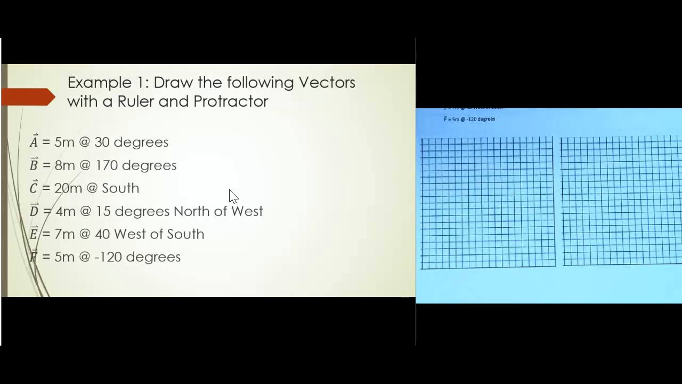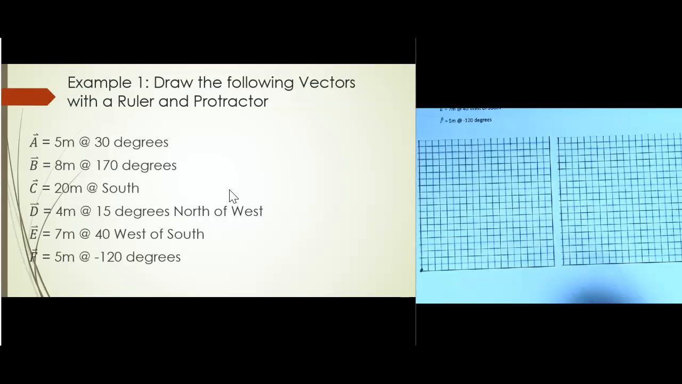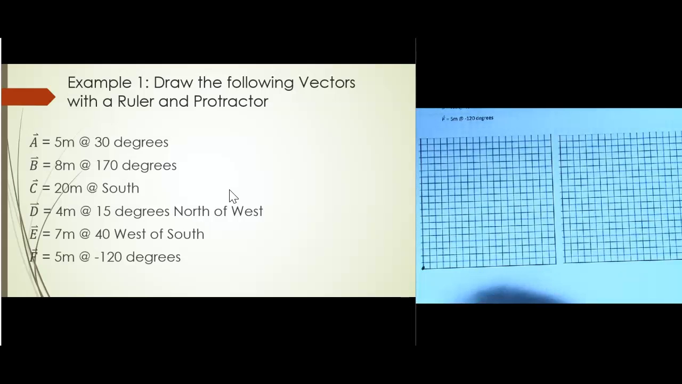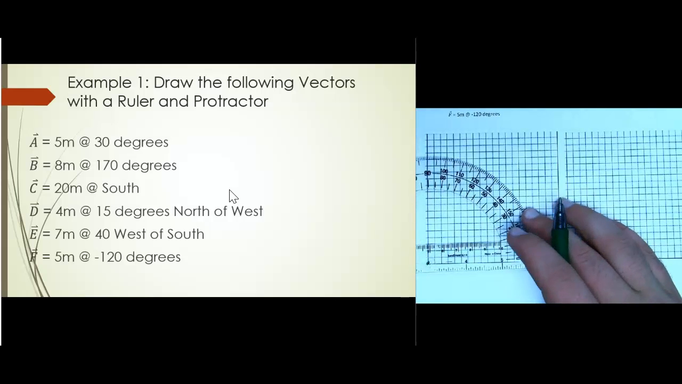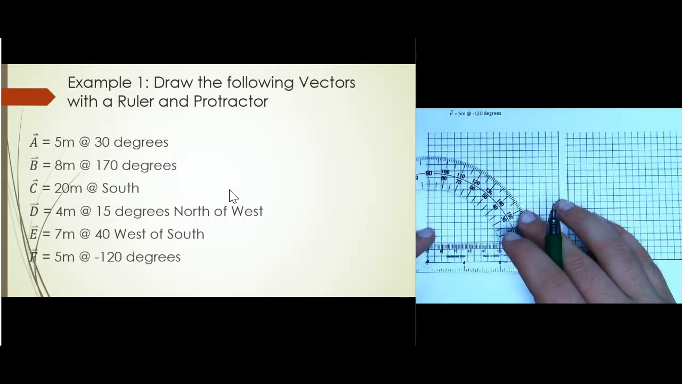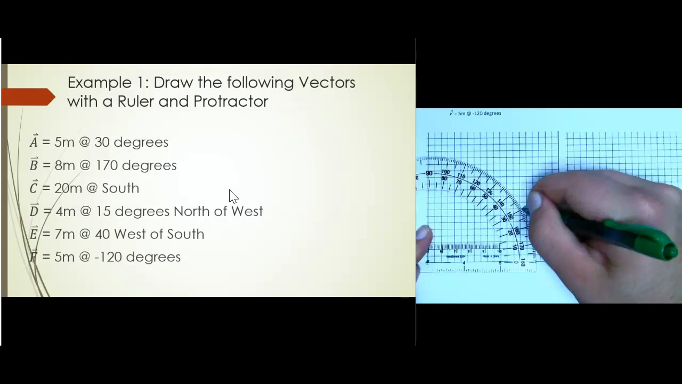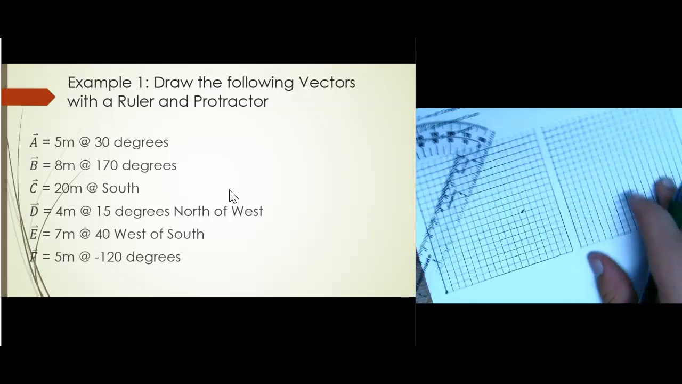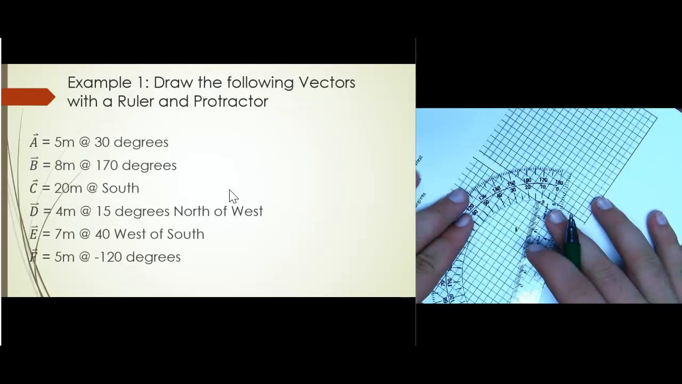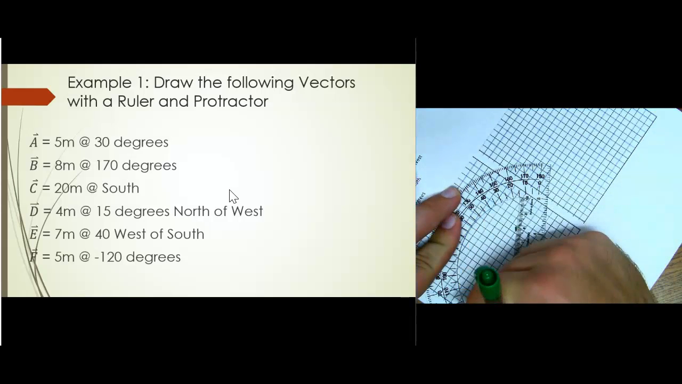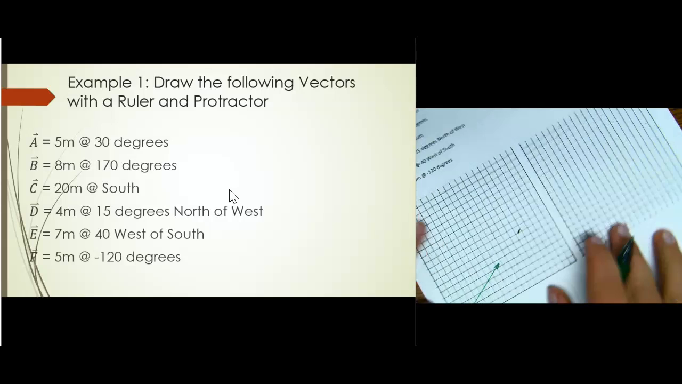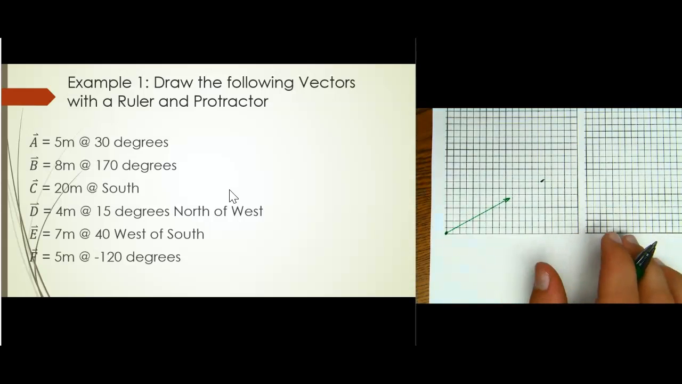Now, first one says 5 meters at 30 degrees. I'm going to start in the bottom left. What I'm going to do is line up my protractor with the hole going over, making sure my 2 lines match up. And draw a dot at my 30 degrees. There's my 30 degrees. Now it says 5 meters, I'm just going to do 5 centimeters. Make sure my 2 lines line up. And there's my line. Draw my arrow. So that has my magnitude and direction. Looks something like that.